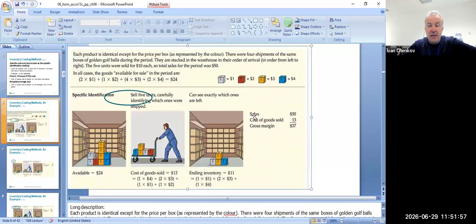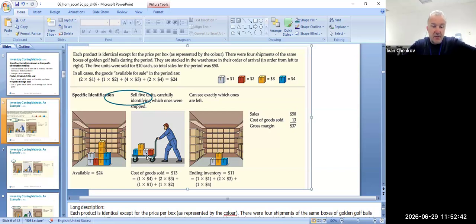So what we're going to have is our sales are $50, we sold at $50. Cost of goods sold, 13. Why? Because again, we're selling one dark blue, two yellows, one light blue, and one red. We're going to get our gross margin. Now the question is, how much is our ending inventory? Ending inventory will be $11. Why? Because only four are left. We sold 5. In the beginning, as you can see, we have 9 boxes. 5 we sold, 4 left, with a specific cost for each of them. We're done.